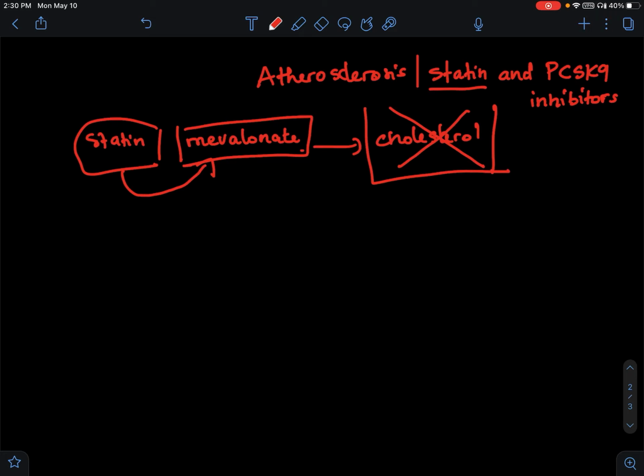So let's say the patient cannot tolerate statin, or let's say statin does not do its job properly. So what we'll need is the PCSK9 inhibitor. How does the PCSK9 inhibitor work?